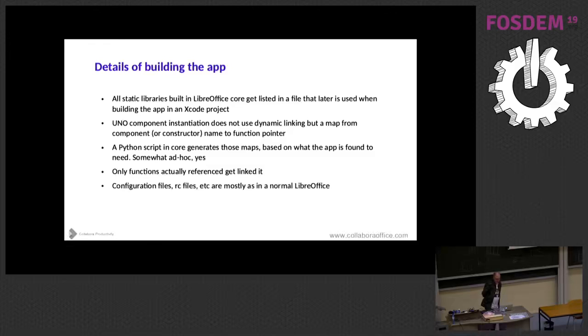And as we don't use any dynamic linking on these platforms, we have a map that's built at build time that maps these UNO component names or constructor names to function pointers. There is a Python script that generates these maps, and that then decides what gets linked in, basically.